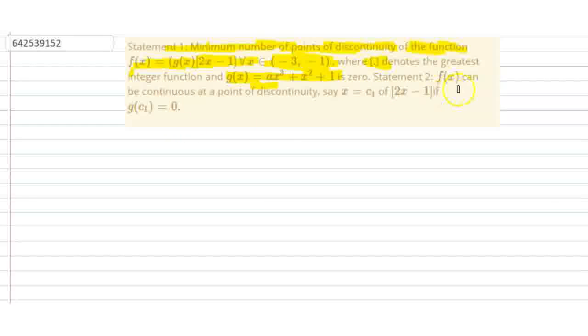This is statement 1. Statement 2 says f(x) can be made continuous at a point of discontinuity, say x is equal to c1. So we can choose one value c1 in such a way that this is [2x minus 1] if g(c1) is 0. It will be too complicated if you start thinking about all these things. Let us take one by one.